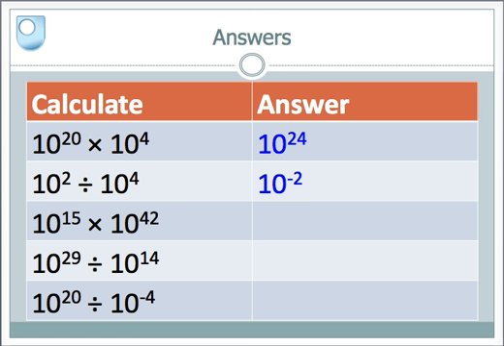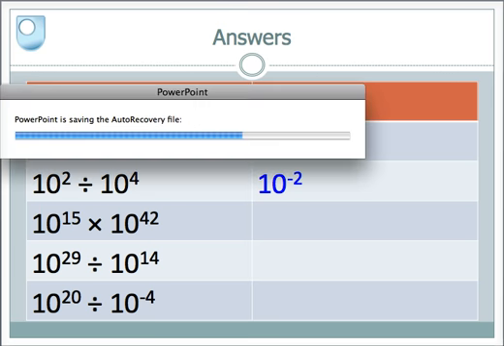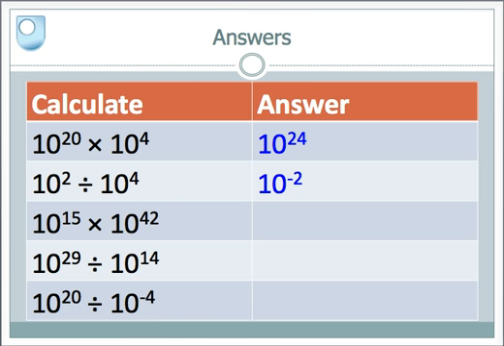Slightly larger number, 10 to the 15 times 10 to the 42, doesn't matter what size it is, we always just simply add the powers when we multiply numbers together. So 15 plus 42 is 57. Slightly larger division this time, 10 to the 29 divided by 10 to the 14. The 10 to the 14 is on the bottom, we take the reciprocal, it becomes 10 to the minus 14, and therefore we just simply multiply the two numbers together, we add the powers. 10 to the 29 times 10 to the minus 14, we add the powers, 29 minus 14 gives me 10 to the power of 15.